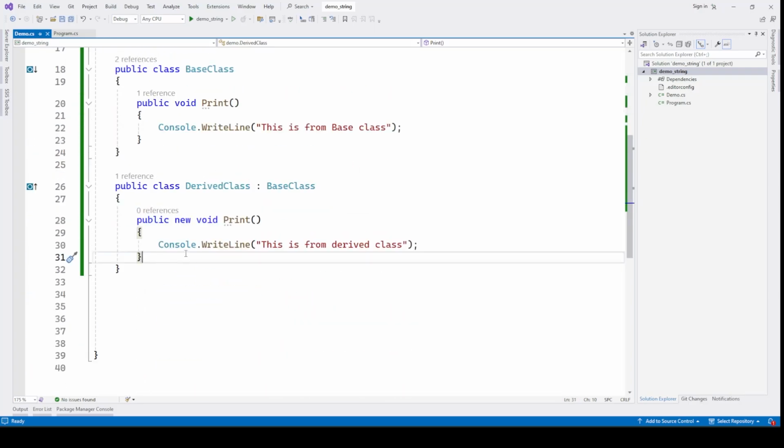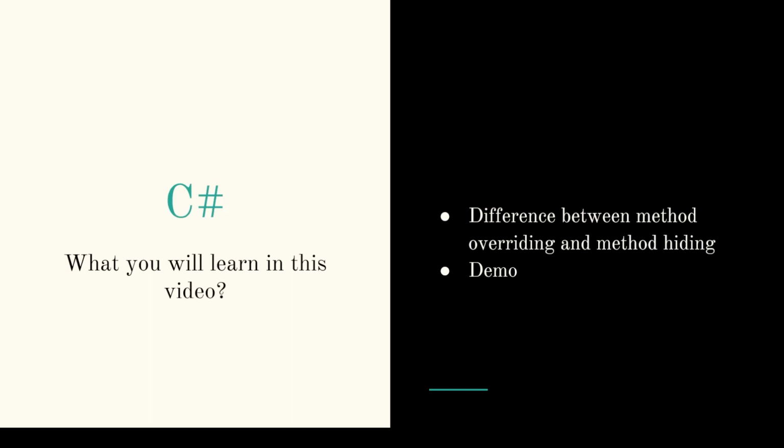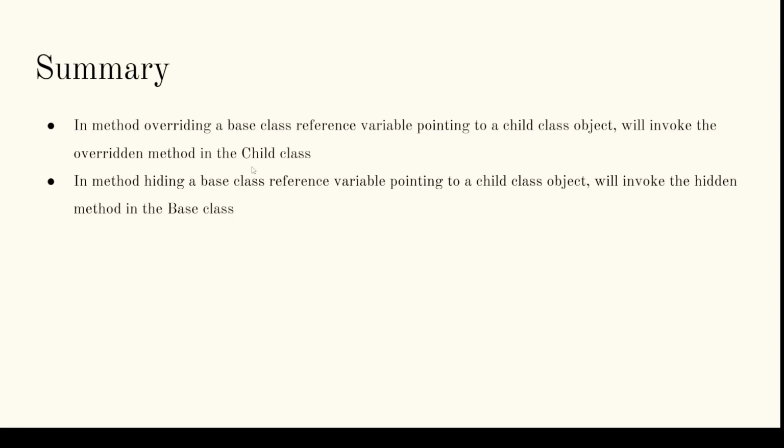So let's go back to the slides now. Okay, so we have seen the difference between method overriding and method hiding, and we have also seen a demo to understand these concepts. To summarize, in method overriding, a base class reference variable pointing to a child class object will invoke the overridden method in the child class. Second, in method hiding, a base class reference variable pointing to a child class object will invoke the hidden method in the base class. That also we saw when we were using the concept of method hiding. In that case, when the base class reference variable was pointing to the child class object, the method available in the base class was getting invoked.